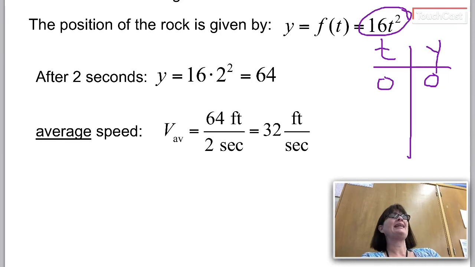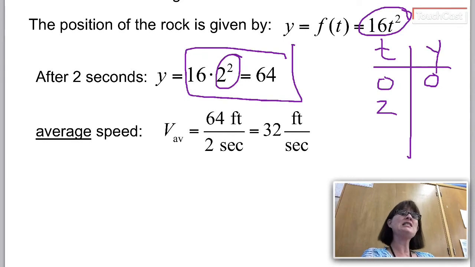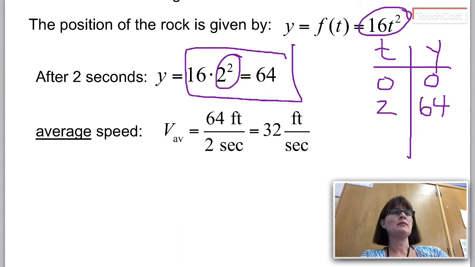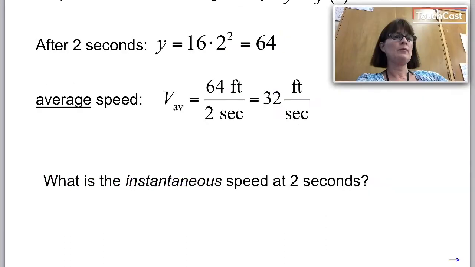That's what that means. And now I want to know the distance that I've traveled at the end of 2 seconds. So I'm going to evaluate my distance function at time 2. That's going to be 16 times 2 squared. Make sure you do this squaring first. So 16 times 4, 64. So now when I do the computation, that's change in distance, so 64 minus 0, feet traveled in 2 seconds, gives me an average speed of 32 feet per second.